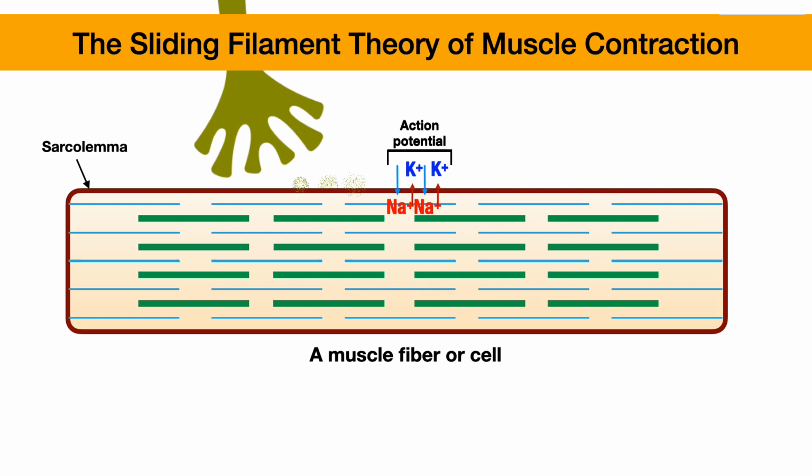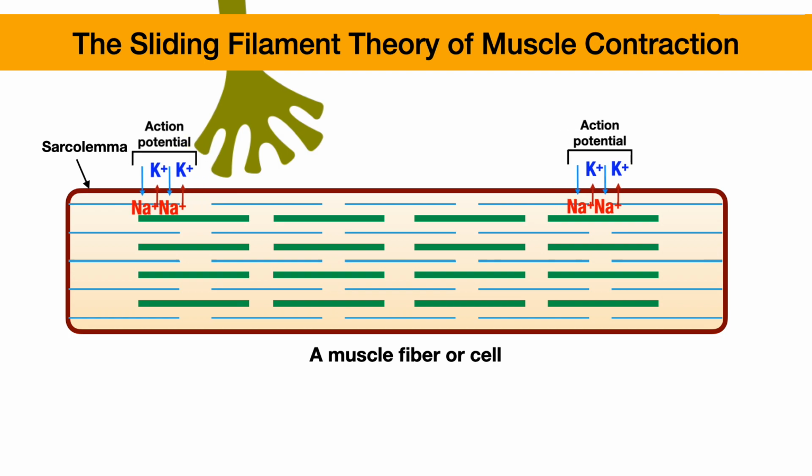The acetylcholine is broken down and removed, but the action potential continues to spread like ripples in a pond of water. As one sodium moves inward, it causes neighboring sodiums to do the same, over and over until the action potential spreads over the entire sarcolemma.